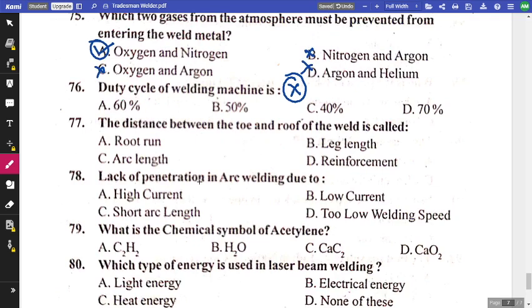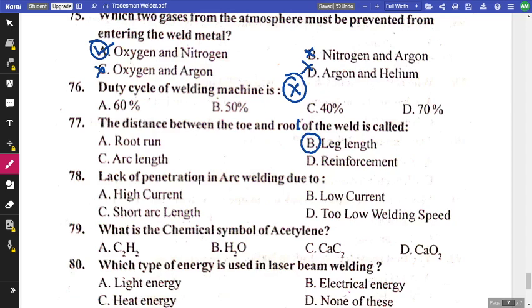Distance between the toe and the root of the weld is called: root run, leg length, arc length, reinforcement. The distance between toe and root of the weld is called the leg length.